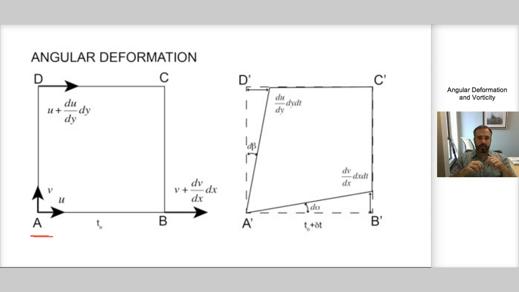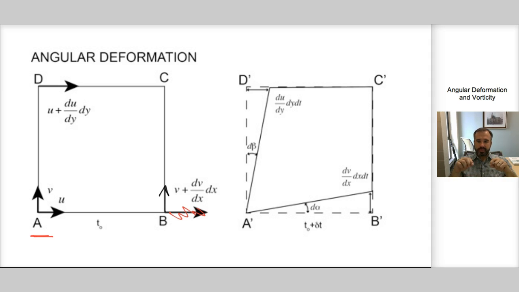Okay? So I actually drew this wrong. This should be pointing up. But you get the idea. So again, B is moving upward faster than A, and D is moving from left to right faster than A. And so what happens is at time t naught plus delta t, the position at A again is going to be u dt in the x direction and v dt in the y direction.